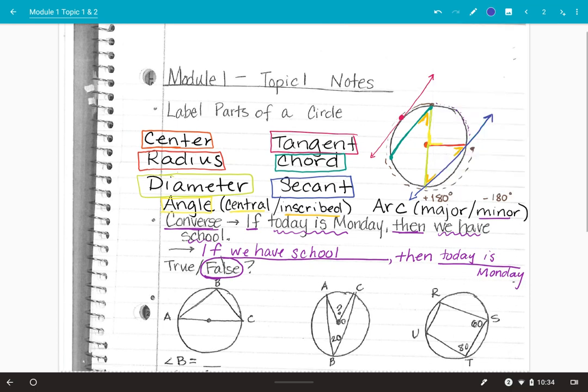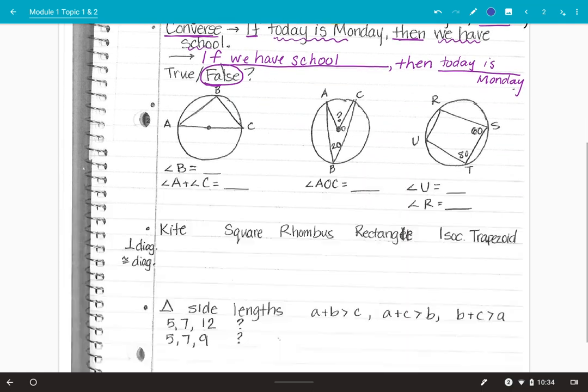Okay, next one is what are the angles? So what is angle B? So this angle. And what I like to do is continue that angle to see where it's going to hit the side of the circle.